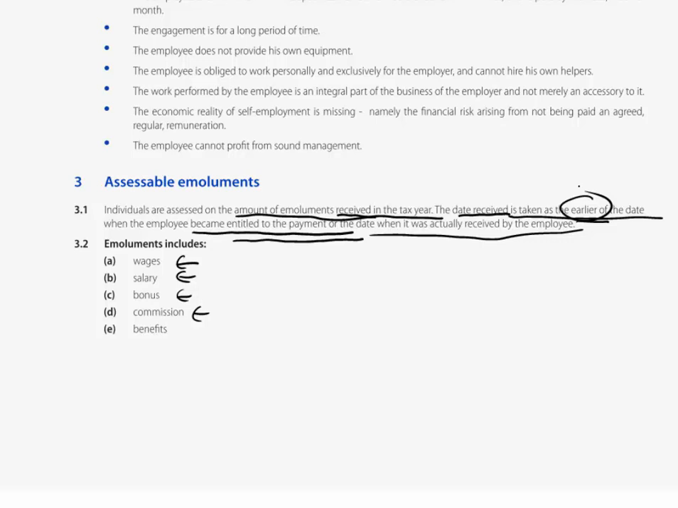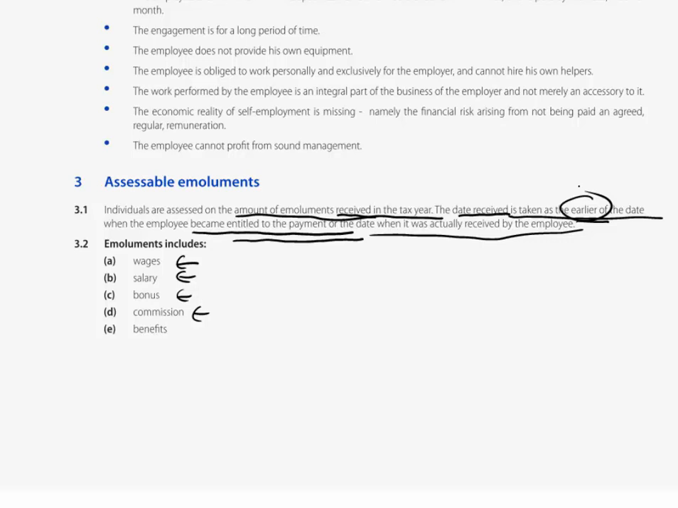So although it was not actually received until the 16-17 tax year, the 30th of April 16 is in the 16-17 tax year, the fact that you became entitled to this payment in March of 2016 allocates it to the 15-16 tax year. So when you are required to prepare the income tax computation for the 2015-16 tax year, you will indeed include that bonus payment.